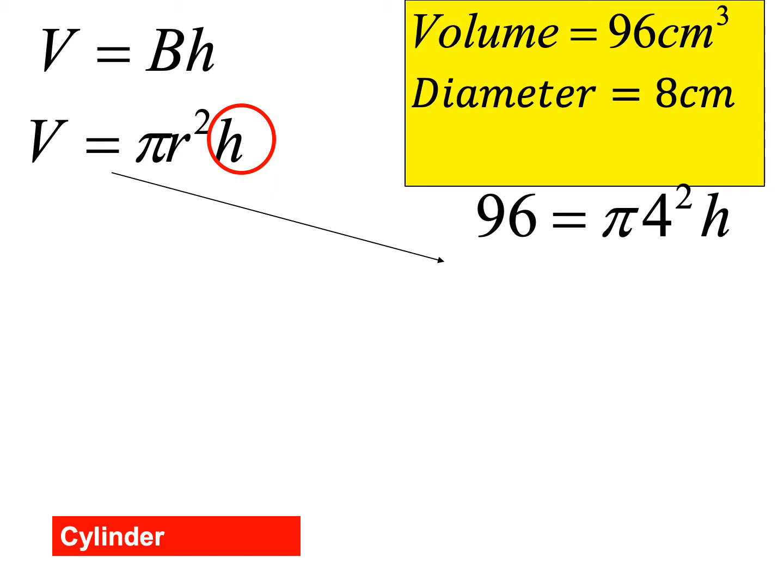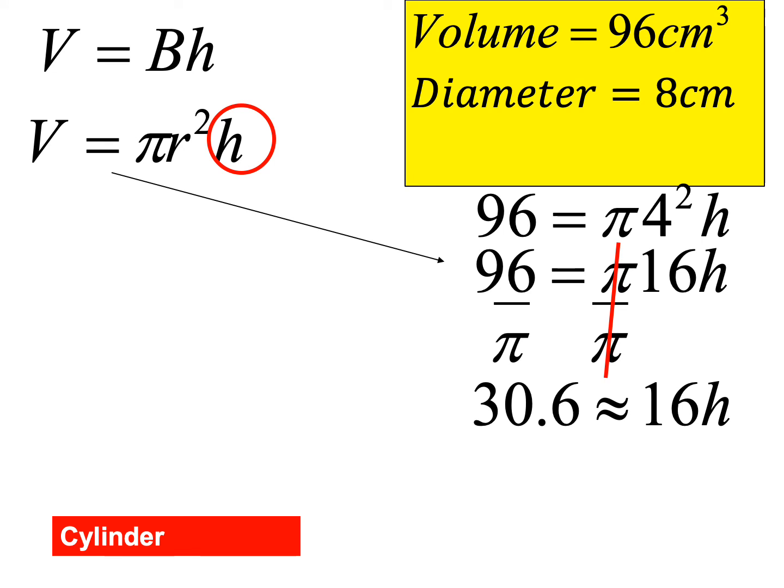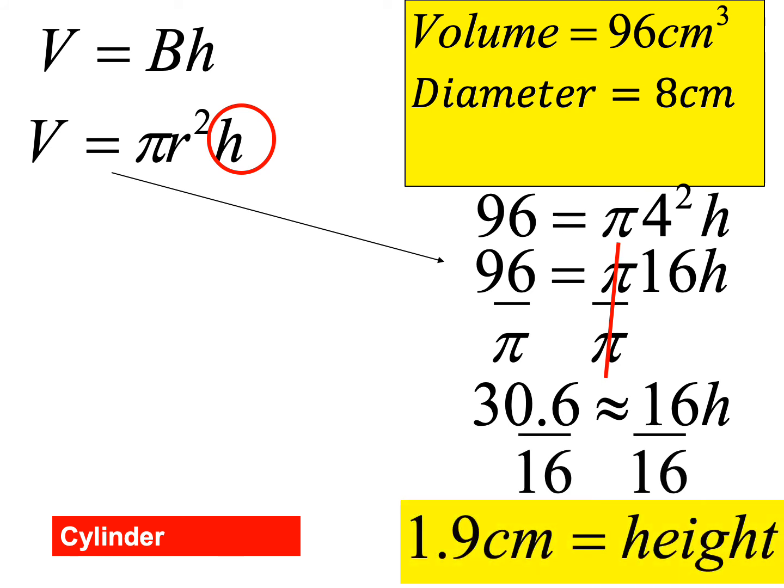We'll do 4 squared first. 4 times 4 is 16. Divide both sides by pi. The pi's cancel. 96 divided by 3.14 is approximately 30.6, sorry. And divide by 16. I mean, it's the same problem. I just simply changed it around and gave you the diameter instead of the radius. Okay, we good? All right.